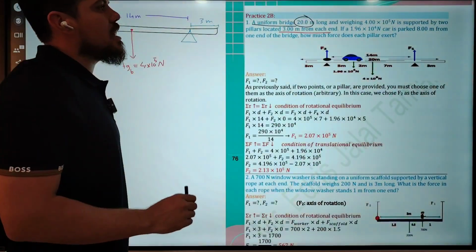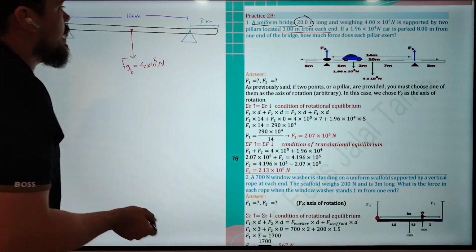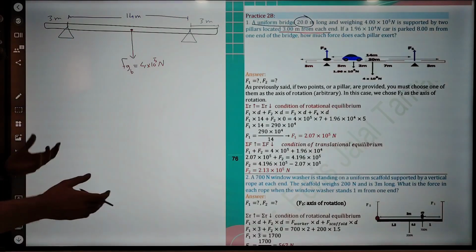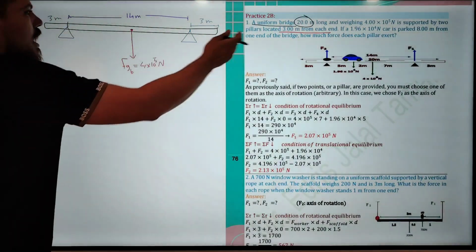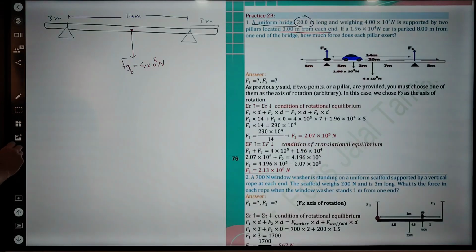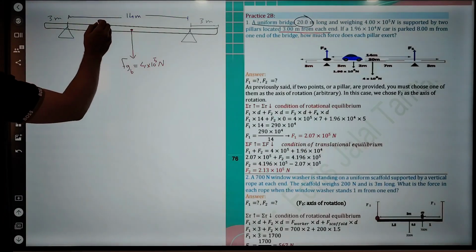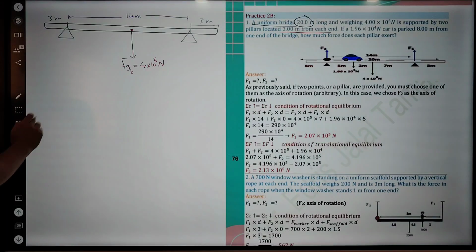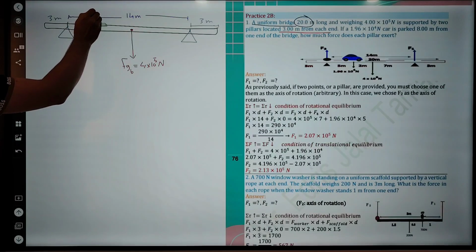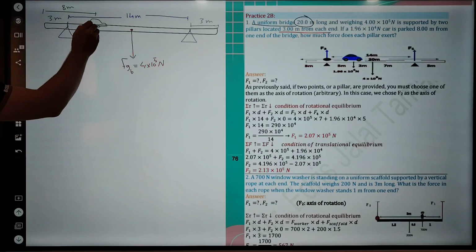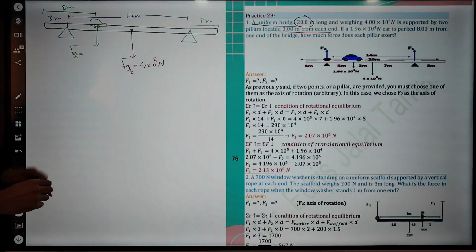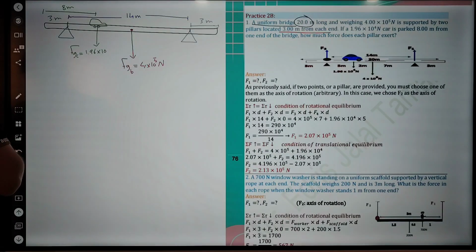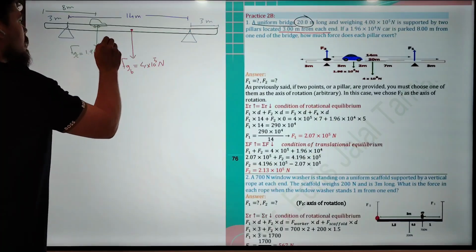If a 1.96 times 10 to the power 4 Newton car is parked 8 meters from one end, it's up to you. Okay. So we will put the car from this end. You can put the car from this end or this end. According to this figure, we're going to put the car from this end, 8 meters from this end. Okay, this is Fg of the car. Fg sub c means the gravitational force of the car, which is equal to 1.96 times 10 to the power 4 Newton.